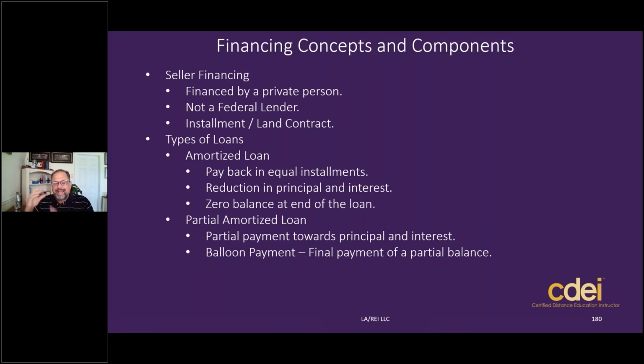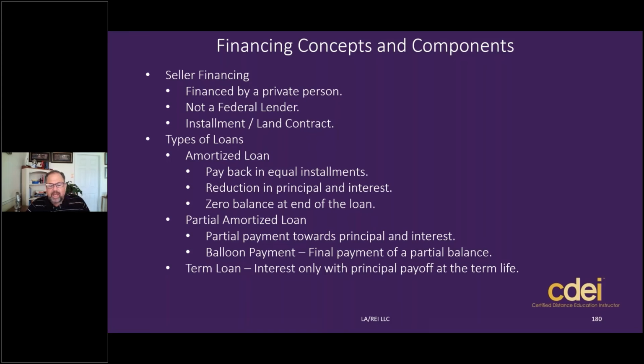A balloon payment is the final payment of a partial amortized loan that needs to either be refinanced or paid in full. Okay? So amortized: payback, equal installments, zero balance at the end. Partial amortized is partial payment, again equal installments, but it's partial payments going towards principal and interest. And at the end, you don't have a zero balance, but you do have a balance called the balloon payment. So that's the final payment of a partial amortized loan. You want to know these two.